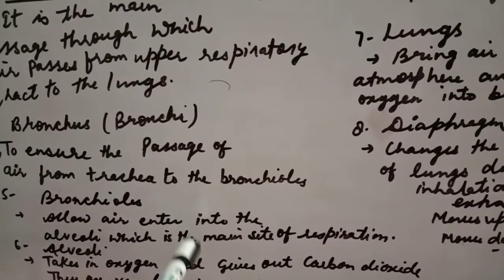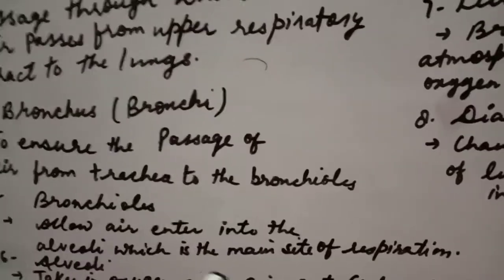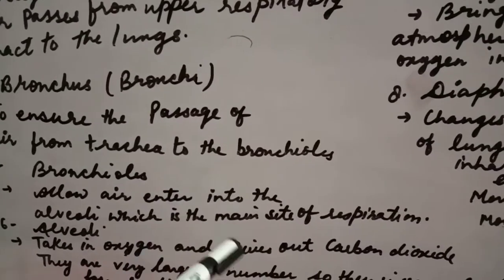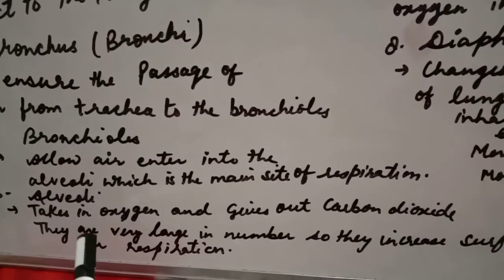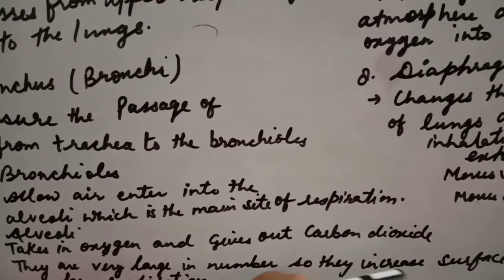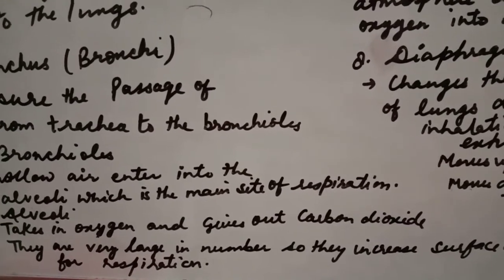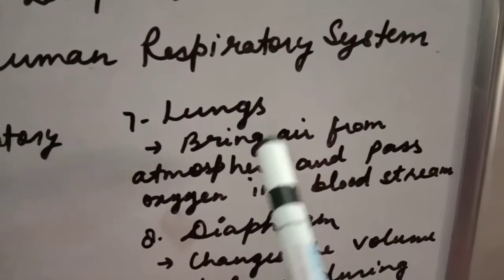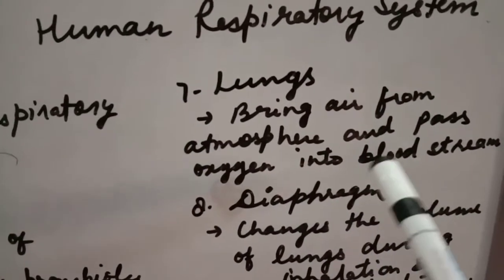Respiration जो होती है, exchange of gases जो होती है, वो alveoli में होती है. Alveoli is the main site of gases exchange, and it is richly supplied with blood, and it takes oxygen and gives out carbon dioxide. And these alveoli are very large in number, so they increase surface area for better rate of respiration. Then we are having lungs. These lungs bring air from atmosphere and pass oxygen into the bloodstream.